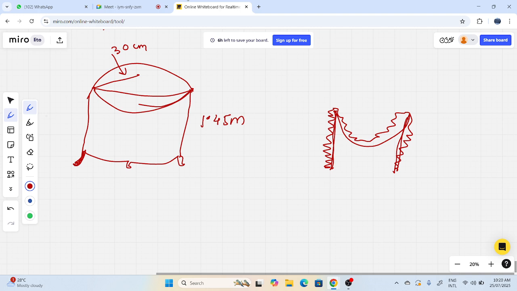You converted everything to centimeter square. But the value is not correct. Somewhere it's wrong. 2 pi r h plus 2 pi r square. Where are you going wrong? That's what I need to understand. 145 plus 30. Values are all correct.